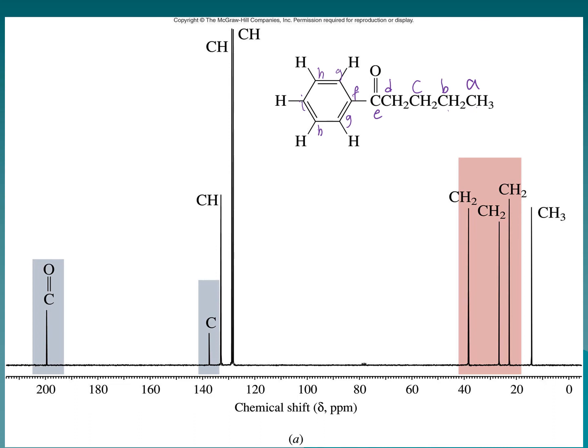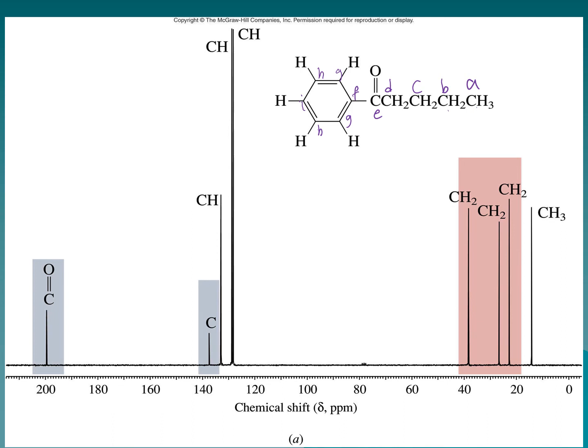There's 1, 2, 3, 4, 5, 6, 7, 8, 9. There should be 9 peaks on this. So we have 1, 2, 3, 4, 5, 6, 7, 8, 9. And there's 9 peaks because there's 9 unique carbons. So carbons H and G are going to give off the same exact signal because they have the same exact carbon chemistry. Like they look exactly identical. They're going to be giving off the same signal.